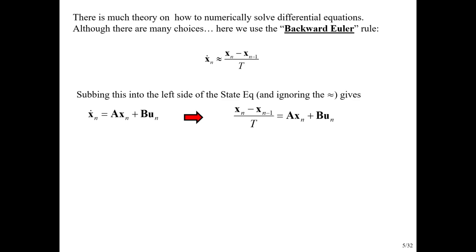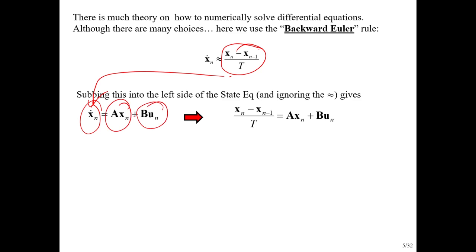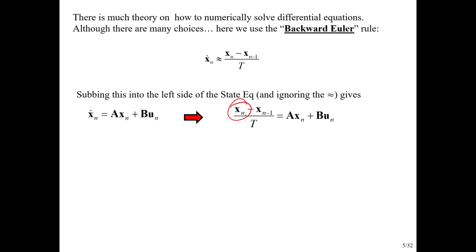So if we substitute this in here for x dot, now we've just basically said we have our state equation, but only at instances where we've taken samples. Now we can plug that in and we have this. And so now this is nice. We have x of n here, we have x of n here, we have the previous state, and we have the input at time n.